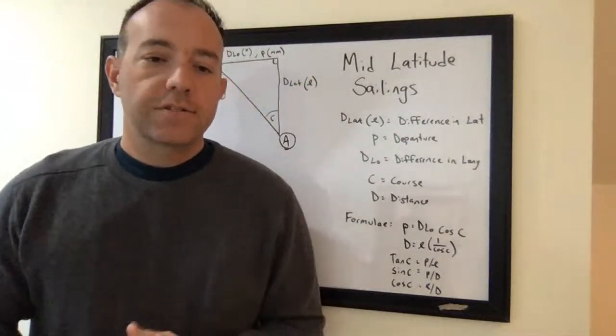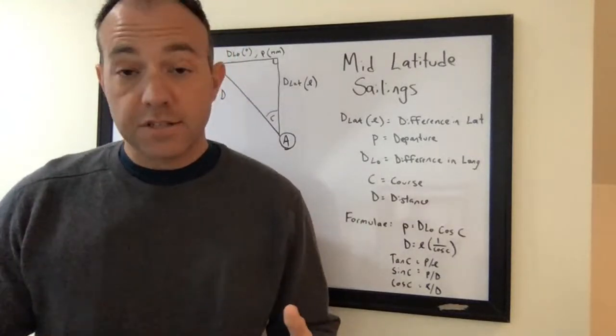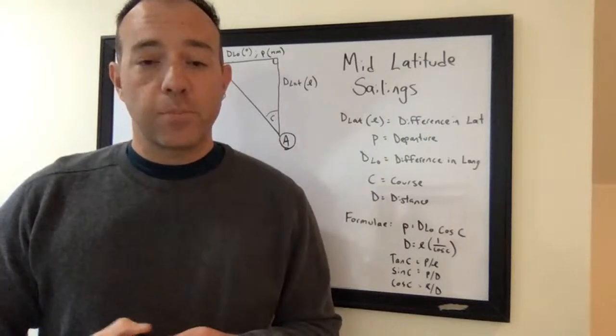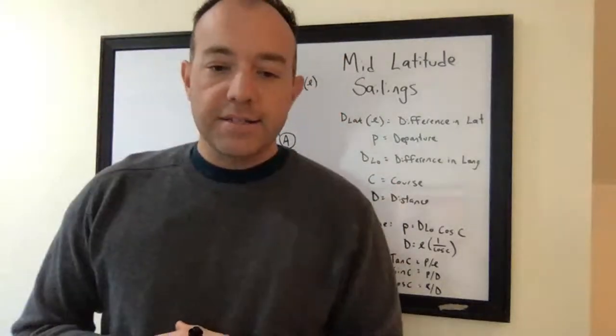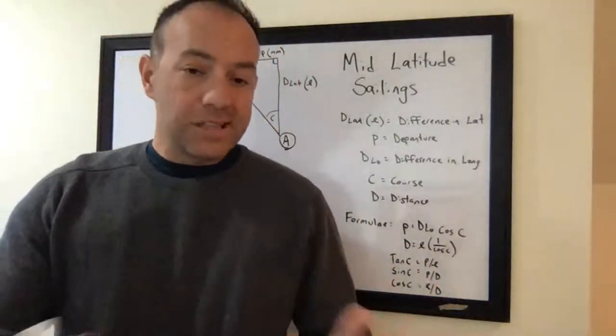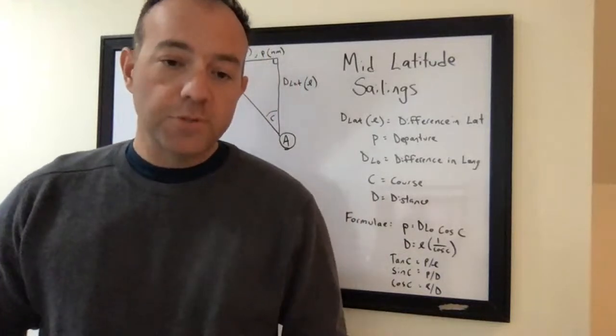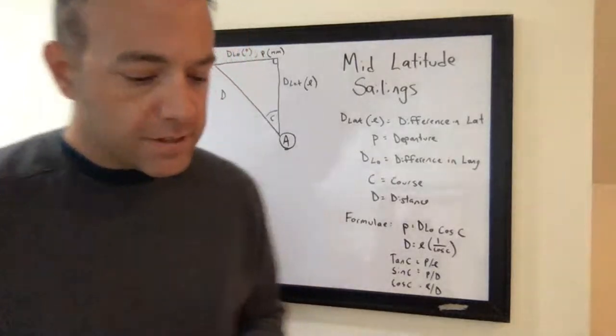If you were with us for the parallel sailings night, it's very similar to that. It's just a different type of problem. With mid-latitude sailings, the issue is that we're going to be covering a large distance over the surface of the Earth. If you believe that the Earth is a sphere, which most people do, then we have to use some spherical trigonometry to get that done.